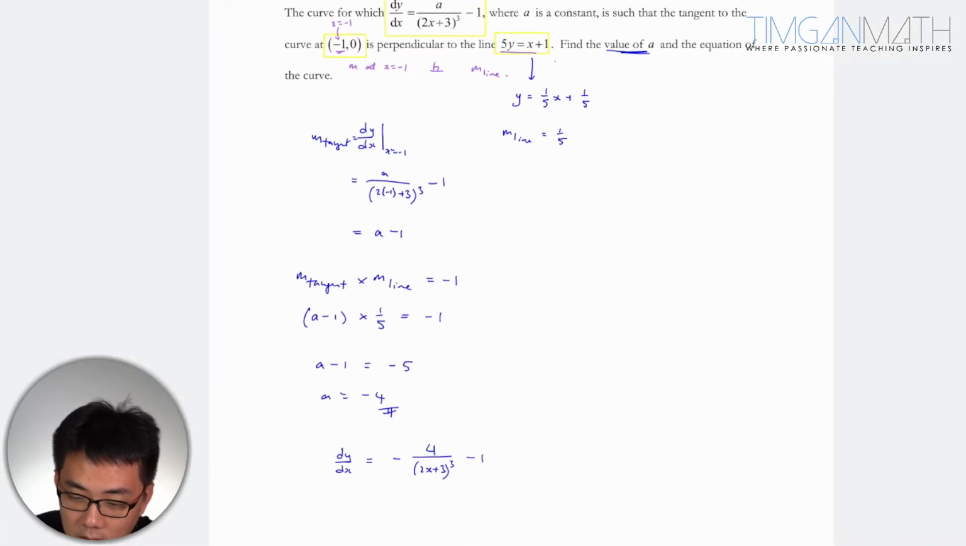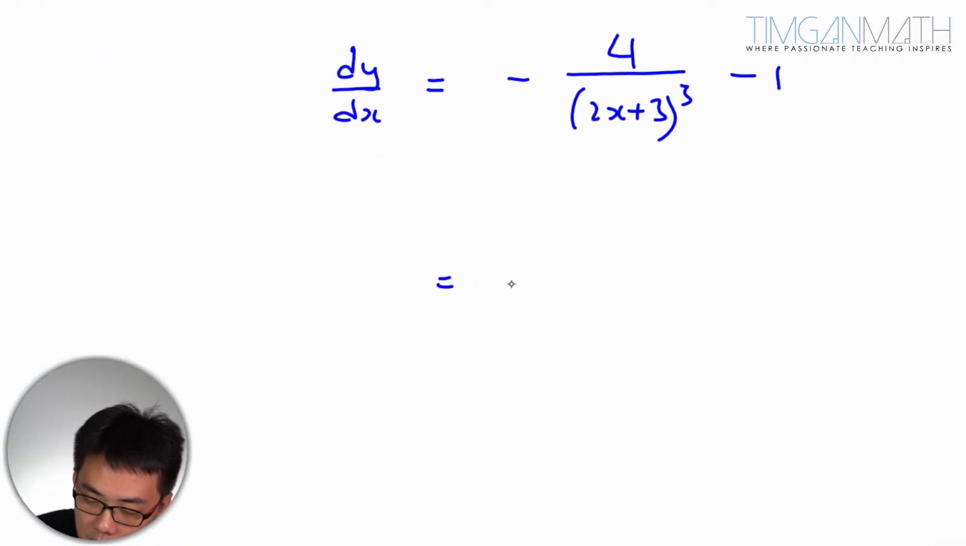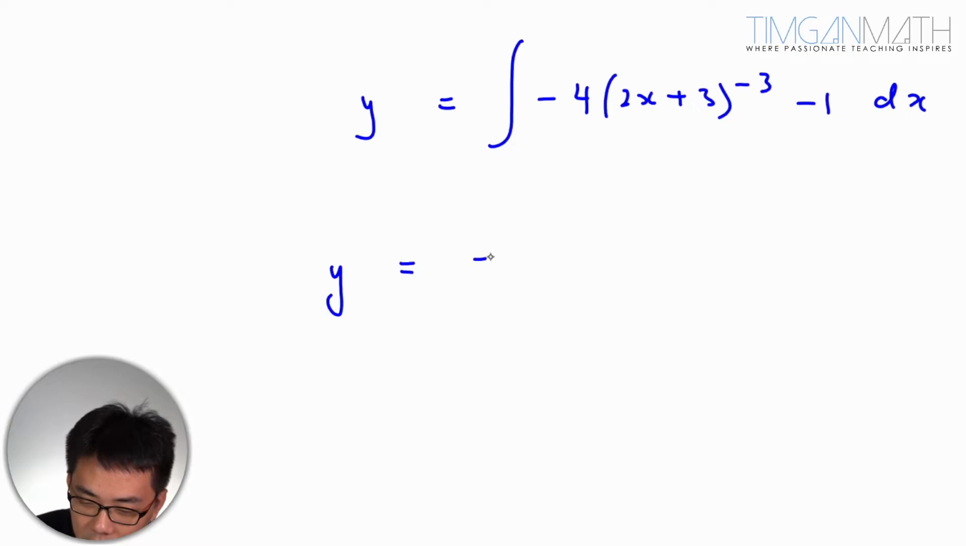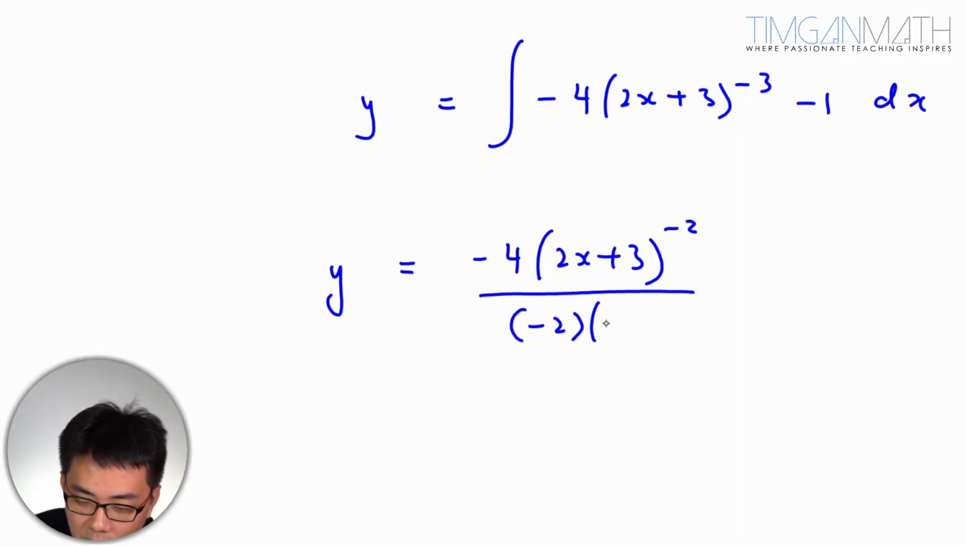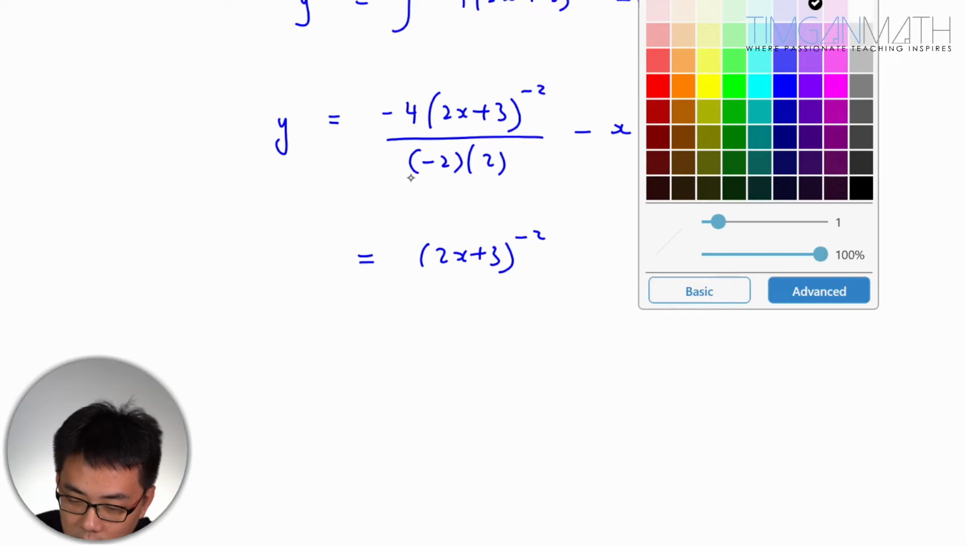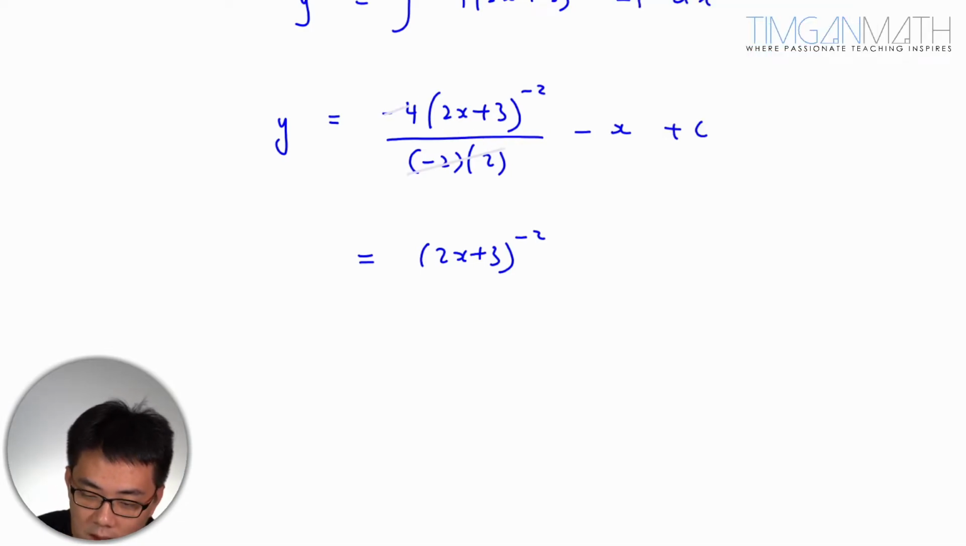So what we're going to do is actually just integrate it. Okay, so here, -4 (2x plus 3) to the power -3, minus 1, dx, and this is y. Okay, this is y equals -4 (2x plus 3) to the power -2, divided by -2, divided by the coefficient of x, which is 2, then minus x plus c. So if you simplify this, it will be (2x plus 3) to the power -2, because this could be cancelled away. This -4 and minus cancel away, and that will be minus x plus c.